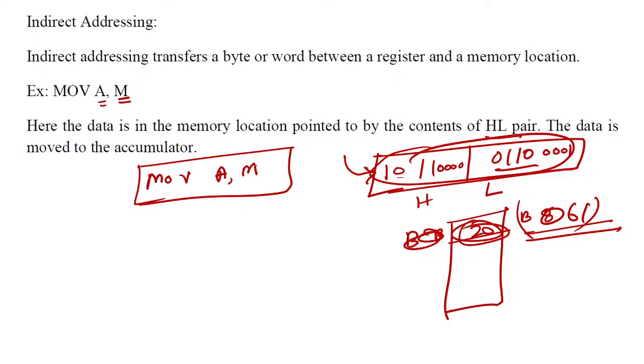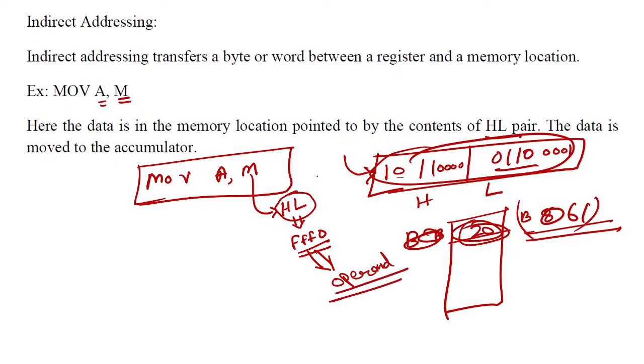MOV A, M means that you will go to the location pointed to by register pair HL. Register pair HL has some address, let us say FFF0. This is a 16-bit address, that's why we need a register pair. Each register is of 8 bits, so we make a pair of the H and L registers to keep the 16-bit data. Then you go to this address in the memory, and on this address you will find the operand. So this is indirect addressing mode, right? The address of the operand is in the register.